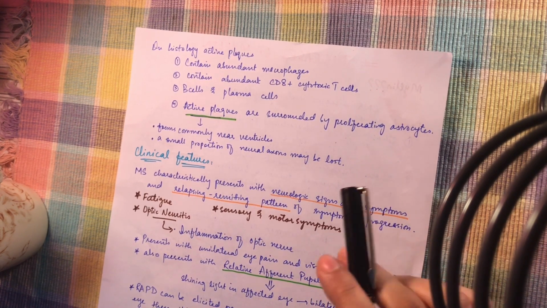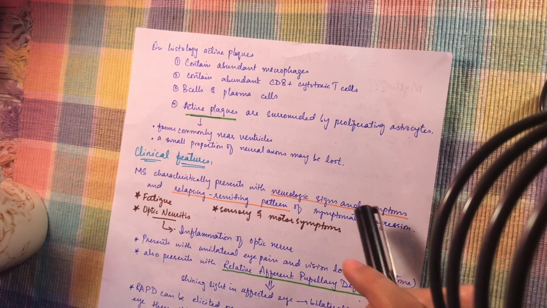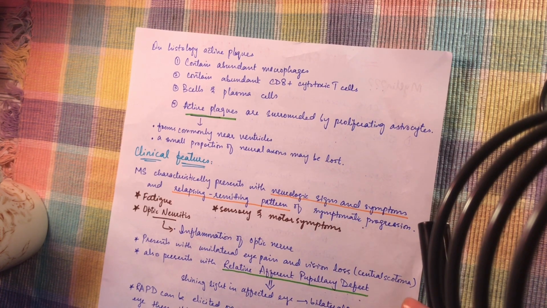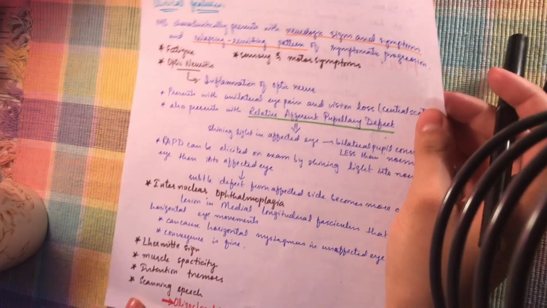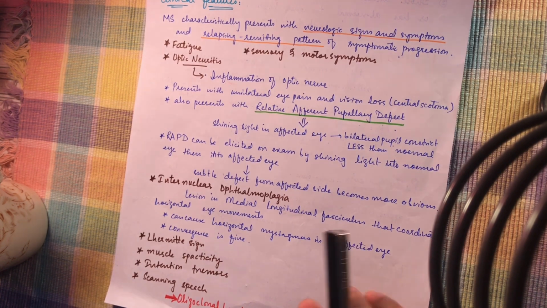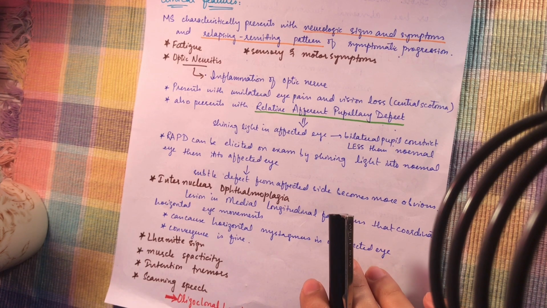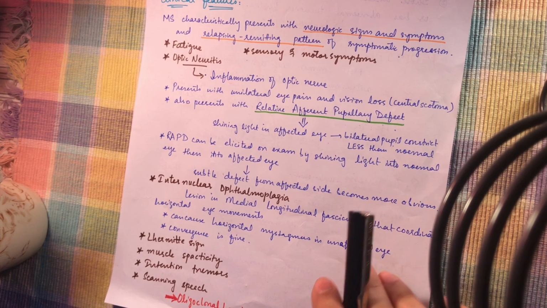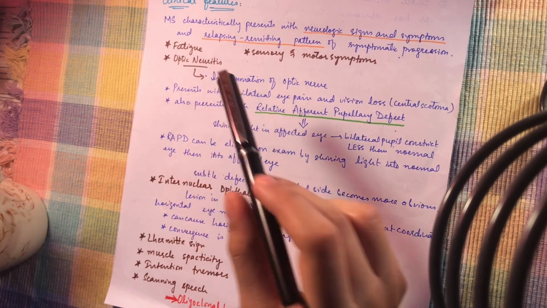So talking about the clinical features, multiple sclerosis characteristically presents with neurologic signs and symptoms in a relapsing remitting pattern of symptomatic progression. The most important thing to remember here is the fatigue. So fatigue, particularly after hot showers or strenuous activity, and sensory and motor symptoms are also present. And important here too, which we're going to discuss in detail, is the optic neuritis.